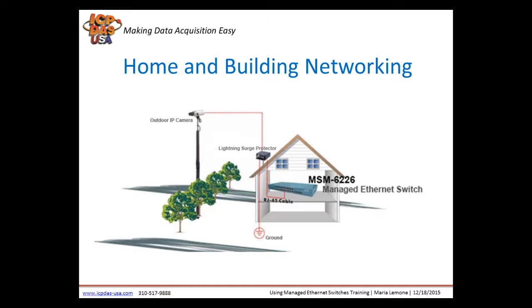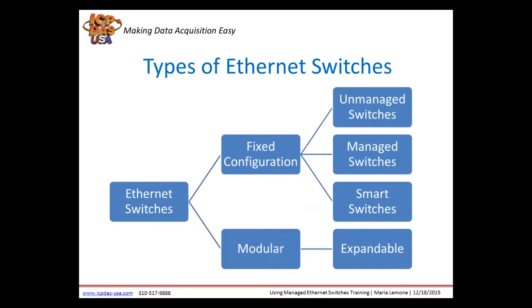The MSM6226 managed Ethernet switch takes in camera footage data from the outdoor IP camera. The MSM6226 allows for a specific port on the network to handle the traffic from the IP camera, which makes the whole home security system safer, more reliable, more customizable, and it's easier to detect communication problems. Camera traffic takes a lot of bandwidth, so with the managed switch you can dedicate one port to handle the load, not affecting the rest of the network.